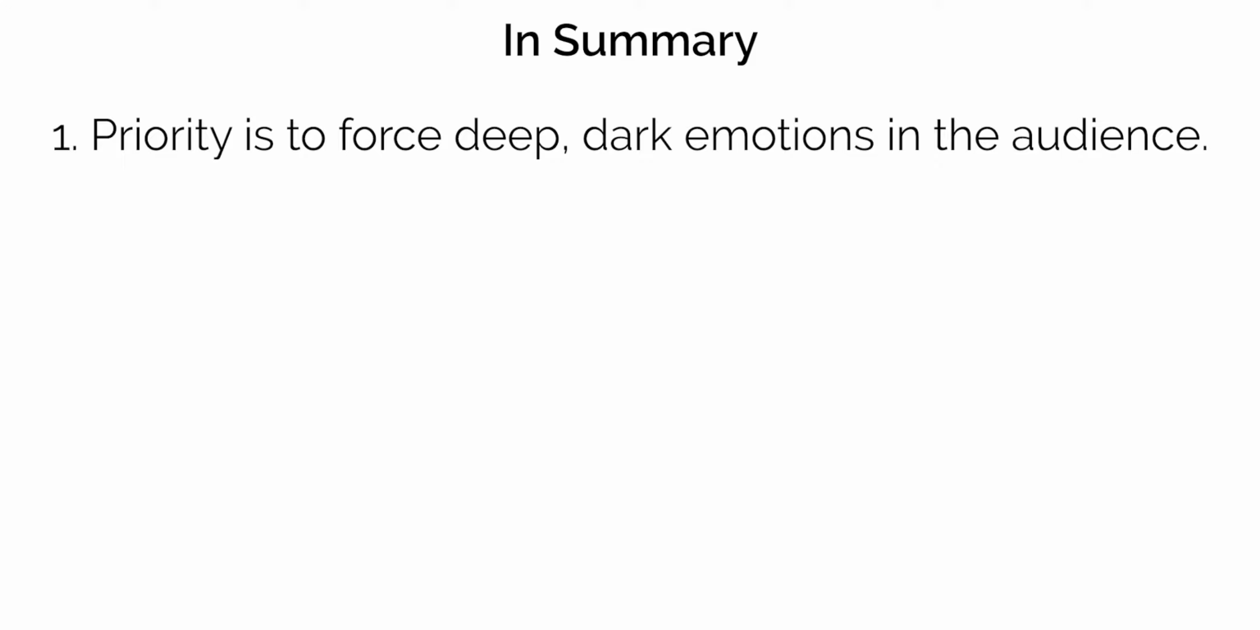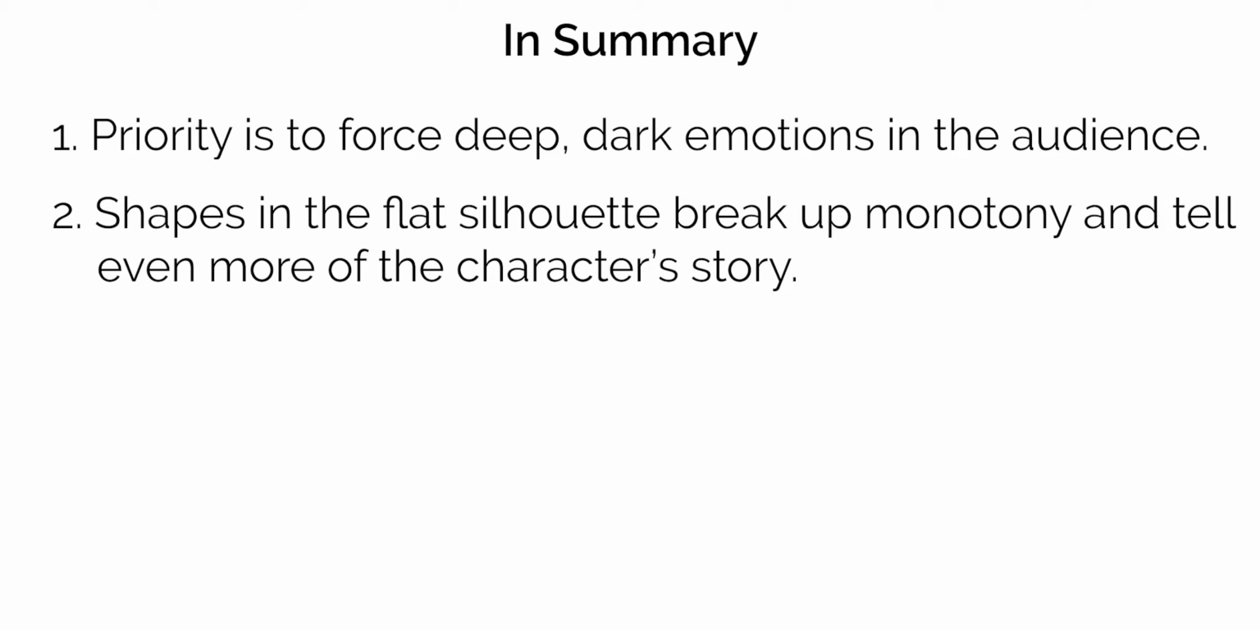But to quickly sum up part 1, here are 5 key characteristics of Laura Rubin's art. Number 1, the main priority in her work is to force you to A. sympathize with her characters and B. express deep, dark emotions. 2. While the face and hands are usually the only bits rendered realistically, the silhouette of the character contains some very important storytelling elements that are carved out of the shadows.